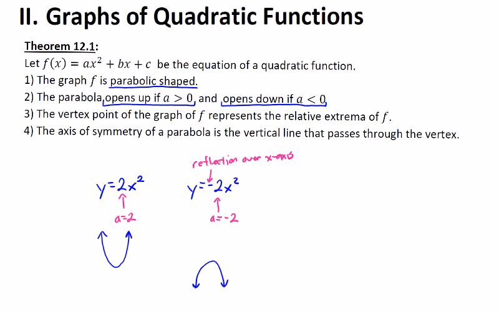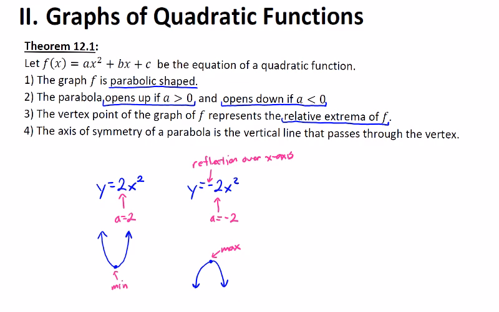Number 3 talks about the vertex point of the graph. So the vertex point is always going to represent the relative extrema of your function. If your parabola opens up, then that means that your relative extrema must be a minimum. If your parabola opens down, then your vertex is going to represent a relative maximum.